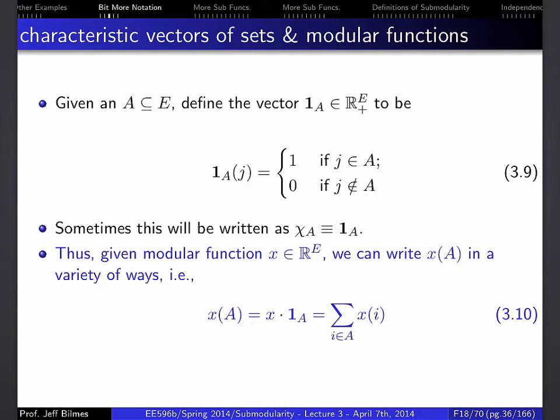Another way of writing this is that x of A is equal to x dot product the indicator of A, the characteristic vector of A, which is also equal to just summing up all i in A of the element-wise sum. So hopefully this will remove any uncertainty you have about this particular notation.